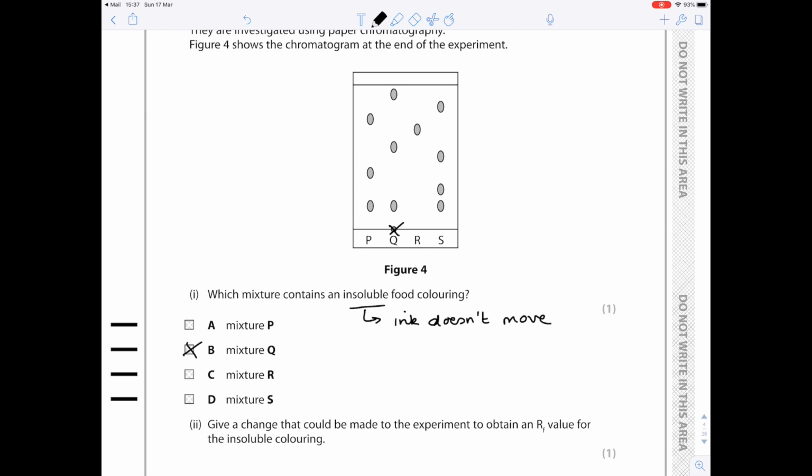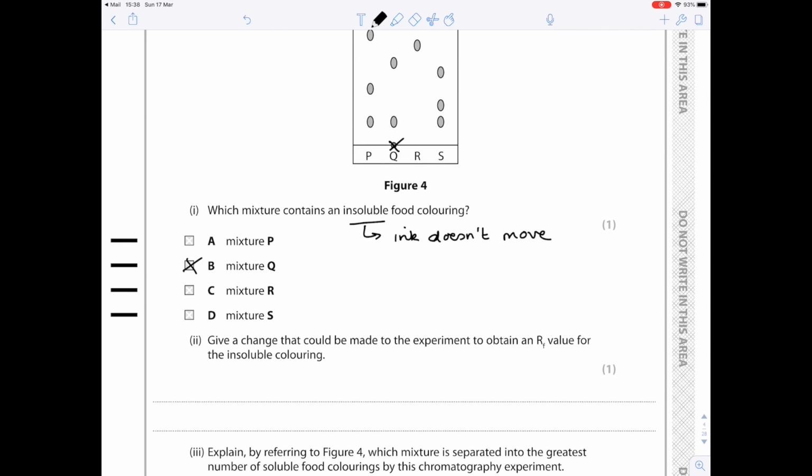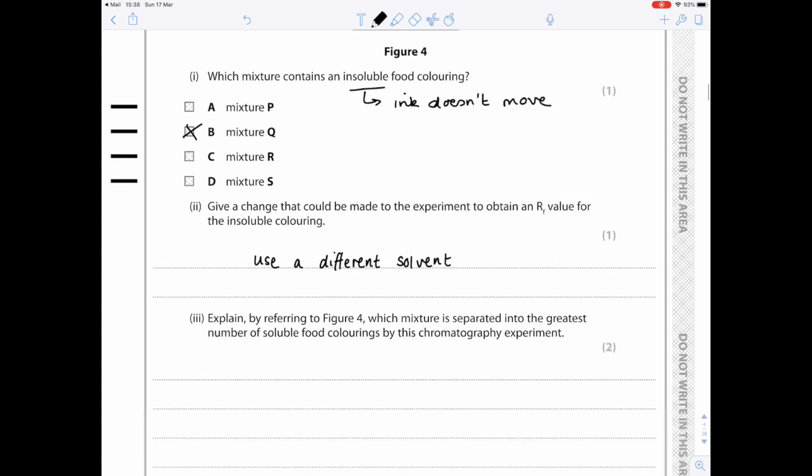Give a change that could be made to the experiment to obtain an RF value for the insoluble colouring. And basically, because clearly Q is insoluble in the solvent they use, you could try using a different solvent, because this might make a difference. So say you swapped water for alcohol, for example, then Q might move. And remember, solvent is the liquid.